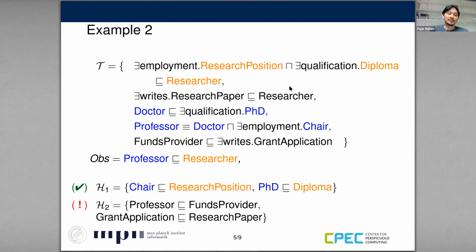But if we consider the second solution, which is also consistent, it doesn't look like it makes sense, right? So here, professor is a funds provider, and the second one is grant application is a research paper. And as you can see here, this solution uses funds provider and grant application, which occurs here, but neither of them are in some way related to professor nor researcher.